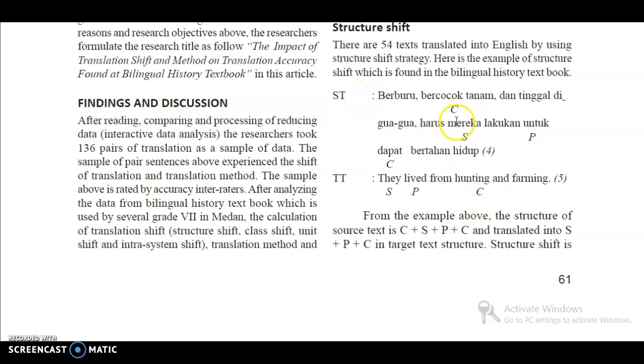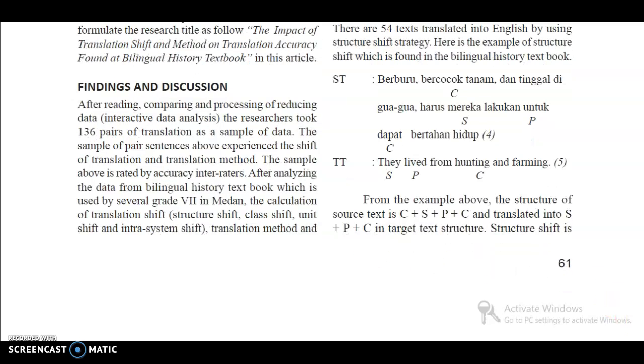However, the source text goes from complement to subject. Okay, from the example above, the structure of the source text is complement, subject, verb, and then complement, and it is translated into subject, verb, and complement. So it is the example of structure shift in translating from source to the target text. I hope it is clear from this example.